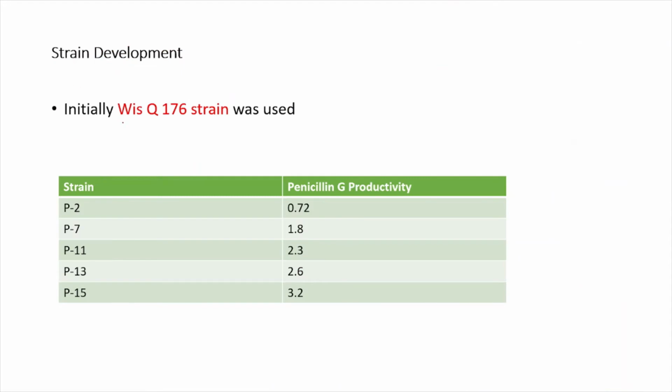Now initially scientists, for the first time for penicillin development, used the WES-Q176 strain. Nowadays we have many strains for penicillin synthesis. So one example if I show here, we have the P2 strain, and the productivity for penicillin G is around 0.72. If we use another strain, suppose P7, the productivity is increased to 1.8. Likewise, if we use another strain P11, 2.6. So, as you can see, as we use better and better strains, the productivity of penicillin G increases.